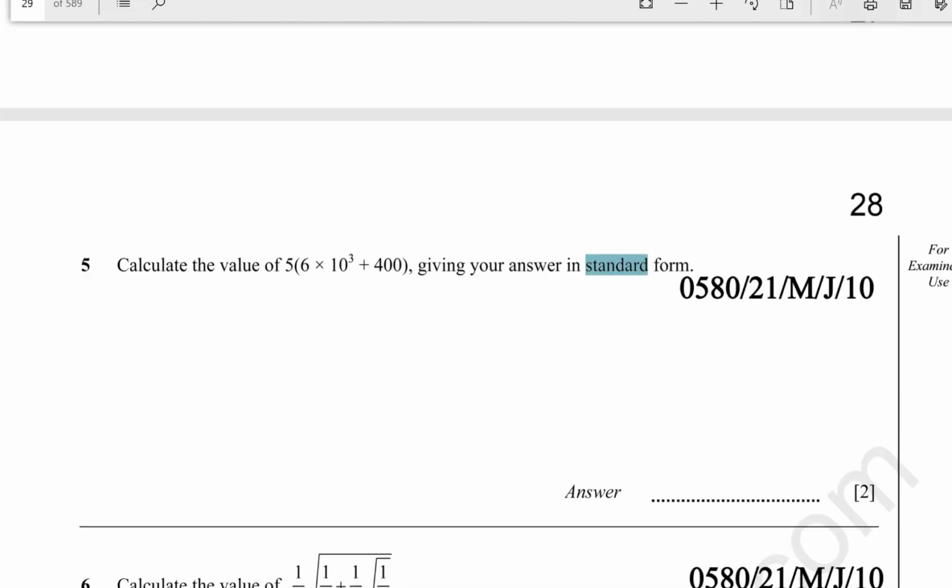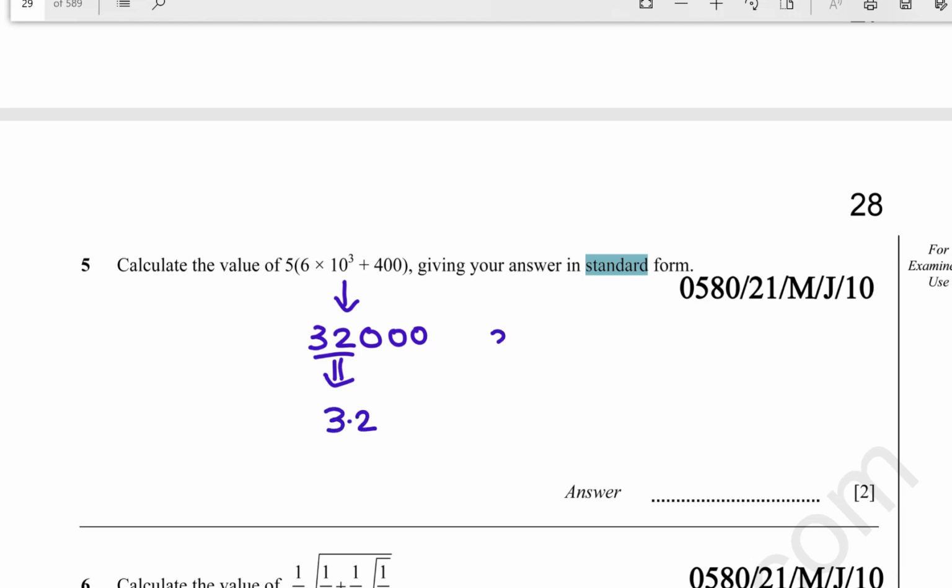Now this question has been taken from May June 2010, paper 2-1 and question number 5. Here they are telling us calculate the value of 5 into bracket 6 into 10 to the power of 3 plus 400 bracket close. Give your answer in the standard form. The only thing that you need to do is plug in the values as they are given in the question, and when you do that you get a calculator display which says this entire thing is equal to 32,000. Now in the standard form, you need to convert this into something that is less than 10, that is 3.2.